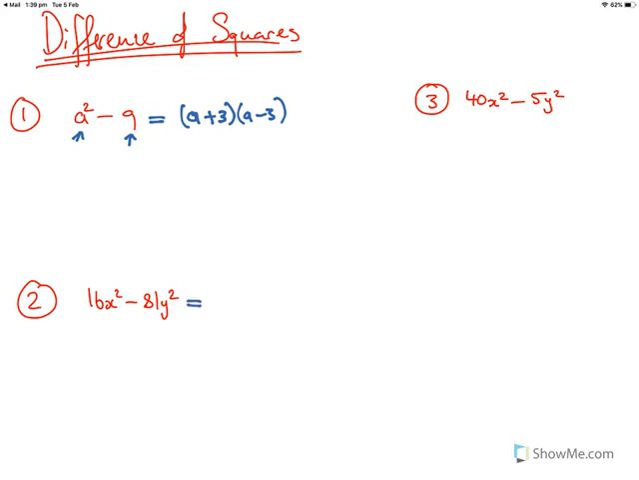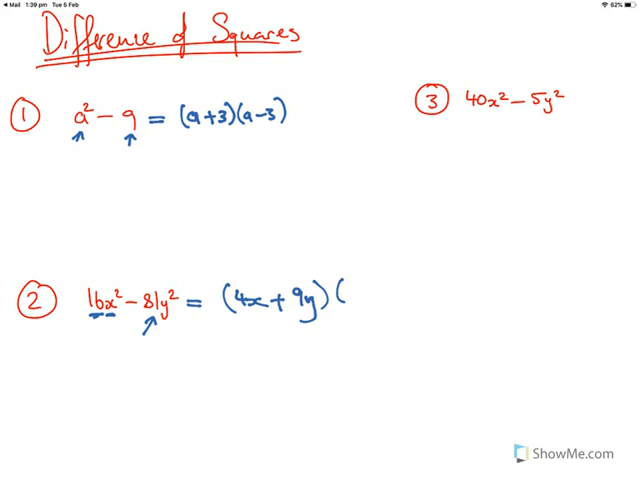This next one is the same thing, except it's got a number in front of the pronumeral as well, and we can square root both. What's the square root of 16? 4. And the square root of x squared is x. So we're going to go 4x, and then we're going to go plus, and what is the square root of 81? 9. And the square root of y squared is obviously y. So we're just going to put y there.